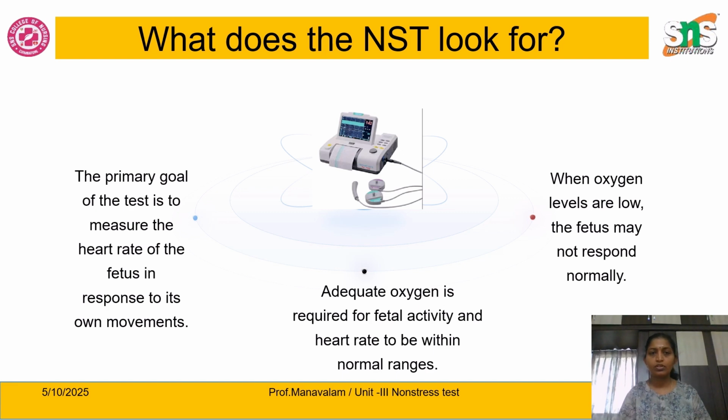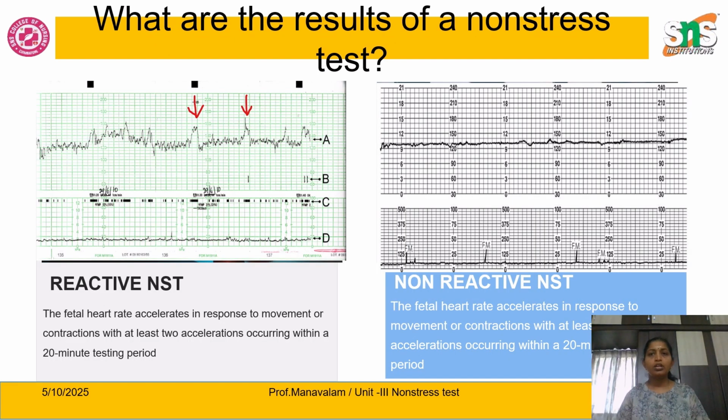How can the results be interpreted through the non-stress test? The test result is interpreted as either a reactive NST or a non-reactive NST. Reactive NST is considered a normal one. This is the original graph sheet. In that, the testing takes 20 to 40 minutes. One window period is considered as one window period.